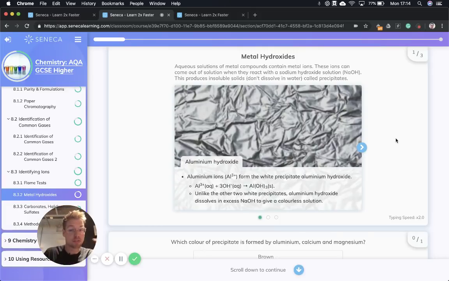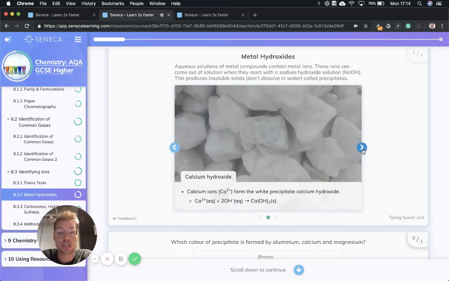Aluminium ions, Al3+, form a white precipitate, aluminium hydroxide. Al3+ + 3OH- goes to Al(OH)3. Unlike the other two white precipitates, which we're going to be covering a little bit later, aluminium hydroxide dissolves in excess NaOH to give a colorless solution. So basically, if we add loads of sodium hydroxide into the solution, that white precipitate will dissolve.